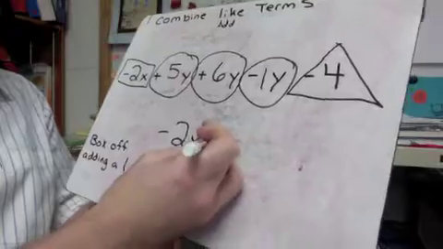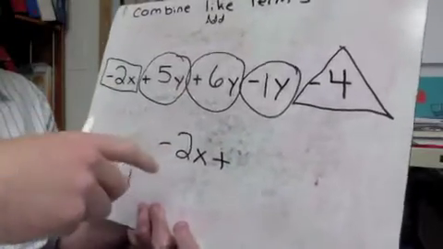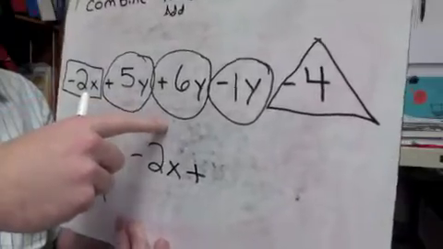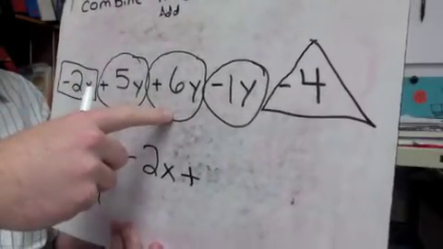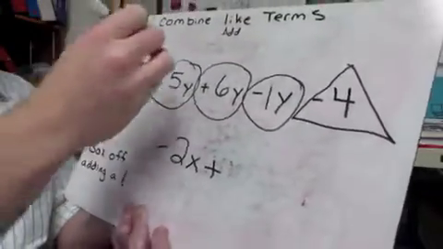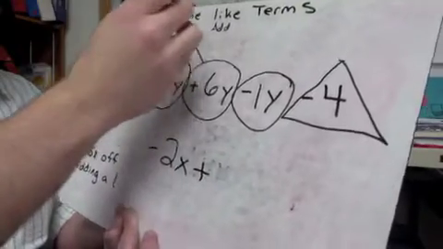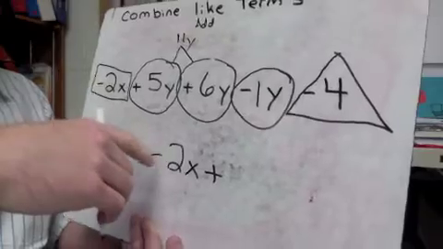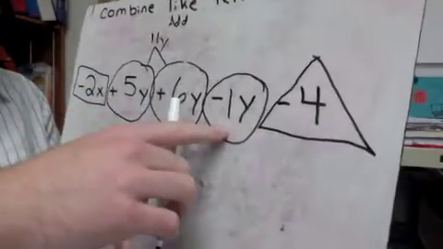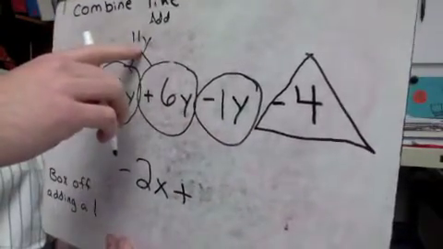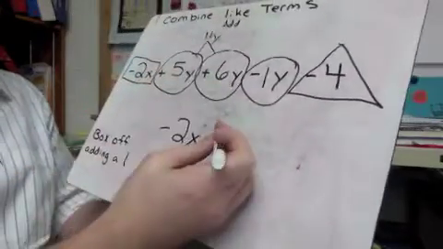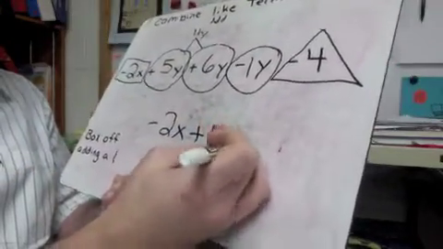I'll put a plus after it because we're adding these together even though some of them we won't be able to put together. The y's. 5y and 6y. If I put those together, that's going to be 11y. And then I have another y that I have to put on with it. I have a negative 1y. So 11y plus negative 1y is positive 10. So that would be 10y.